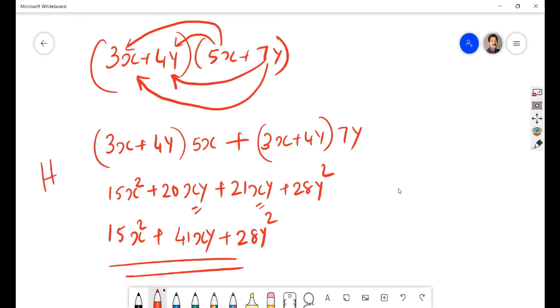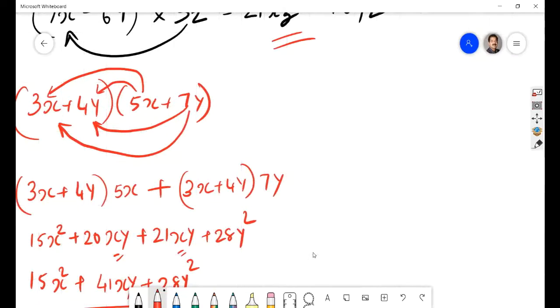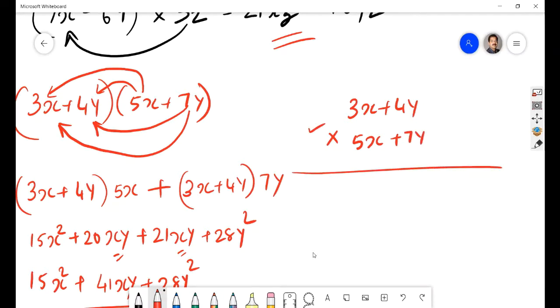As I told you before, we can do it vertically also. The same question. Let me do it here. The question is 3x plus 4y. We will put it vertically, one below the other, 5x plus 7y, to be multiplied. So we will first think about multiplying with 5x, then with 7y. It is up to us, but we will start like that.